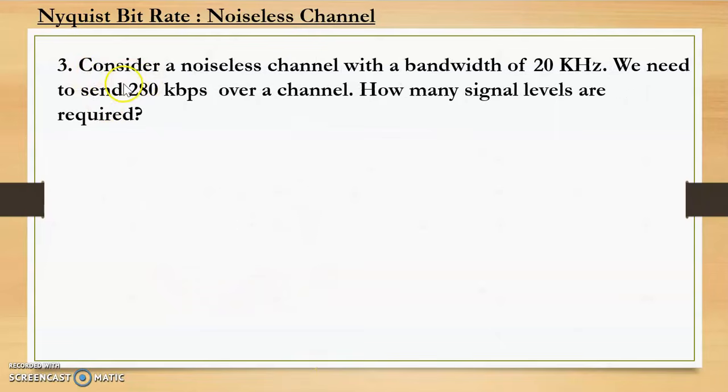The next question is, consider a noiseless channel with a bandwidth of 20 kHz. We need to send 280 kbps over a channel. How many signal levels are required? So in this question, we are given the bandwidth as 20 kHz and we are also given the bit rate as 280 kbps. And over here, we need to find the number of levels.